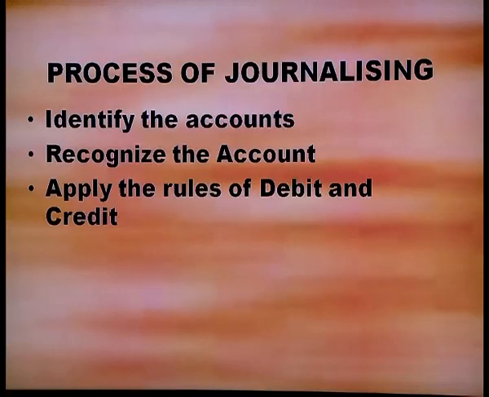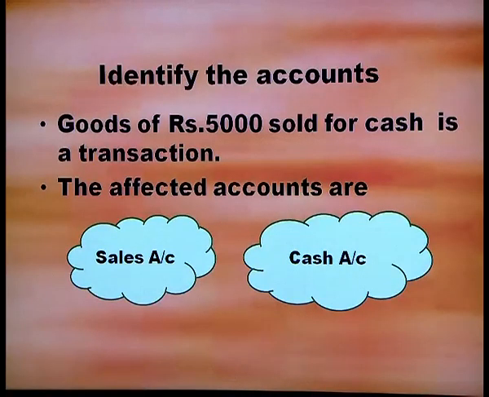What is the process of journalizing? In the process of journalizing, we have to identify the accounts, then recognize the account and then apply the rules of debit and credit. Here is a transaction. Goods of rupees 5,000 sold for cash. We have to identify the affected accounts. In this transaction, affected accounts are cash account and sales account.